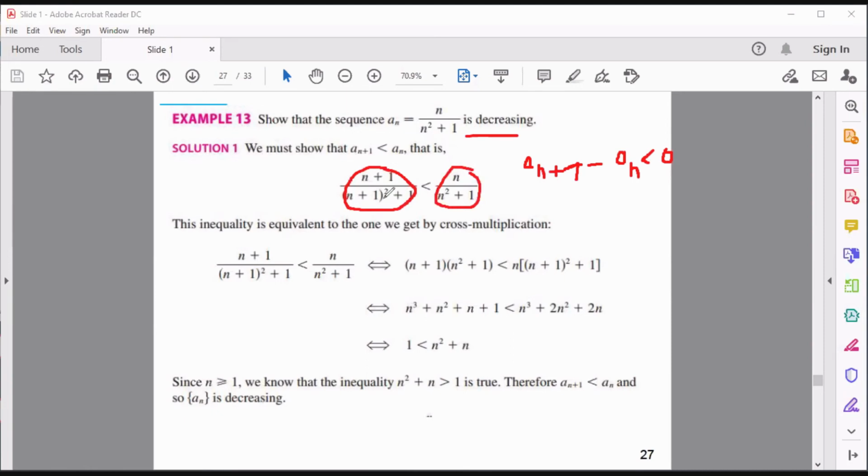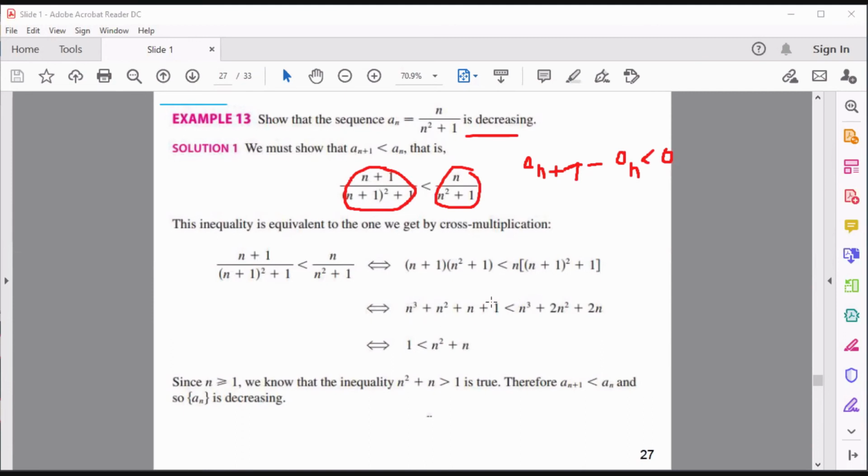At what time do we have this inequality? We have this inequality when we multiply by n squared plus 1. a divided by b is less than c divided by d if the cross multiplication holds: on the left, n plus 1 times n squared plus 1 is less than n times n squared plus 1 plus 1.